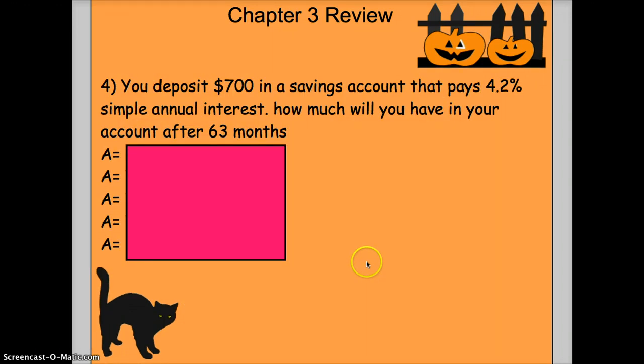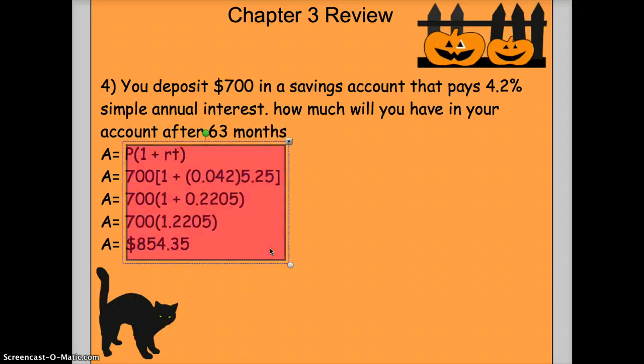Okay, last one I wanted to go over just a little bit more. We've got another simple interest problem, but notice we've got 63 months. Remember, we need to turn those months into years, and we need to find out the account balance. So make sure you find that out. Okay, let's take a look at your answers. And we have $854.35 total in the account at the end.